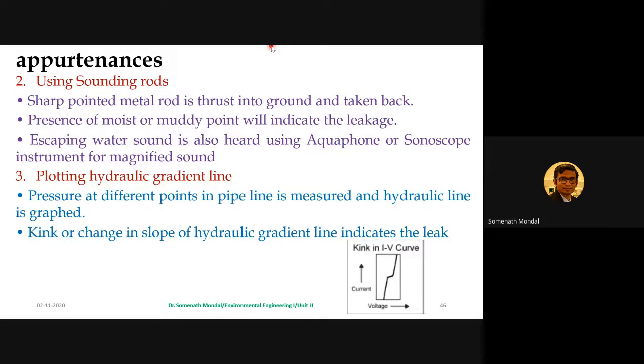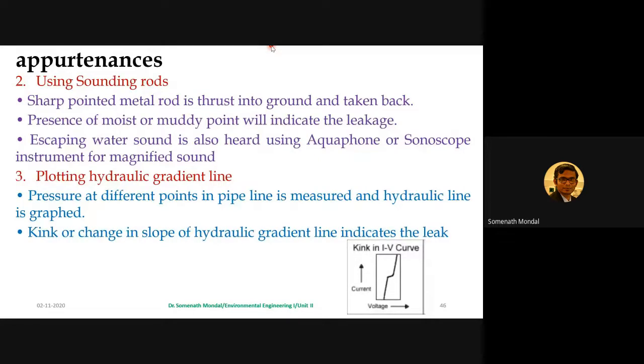Number three is plotting the hydraulic gradient. In this case, we plot voltage on the x-axis and current on the y-axis. Pressure at different points in the pipeline is measured, and the hydraulic line is graphed. A kink or change in slope of the hydraulic gradient line indicates a leak.